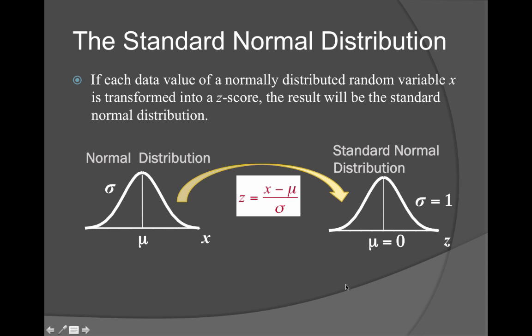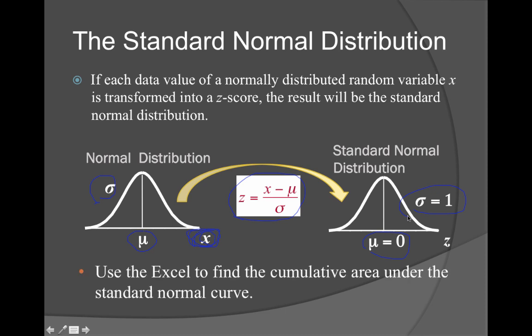So here, notice I have, say, IQ scores or some other continuous random variable x. I can use my z-score formula to transform all of these x values, and I'll have my standard normal distribution where my mean, instead of being 100 like with IQ scores, would be 0. Instead of having my IQ standard deviation of 15, I would now have a standard deviation of 1.